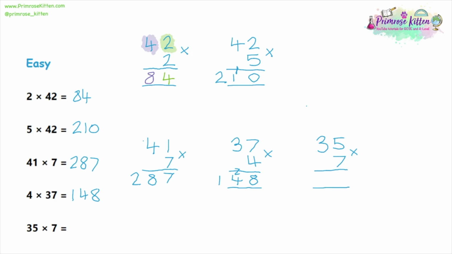Now for the final question on the easy section, we have 35 multiplied by 7. Units column first, so 5 times 7 is 35. Writing the answer in the units column and anything else being carried over into the next column. Then on the tens column, we have 3 times 7 is 21, plus the 3 we carried will give us 24. Placing that in the tens column and anything else carried over into the hundreds column. That gives us 243 as our final answer.